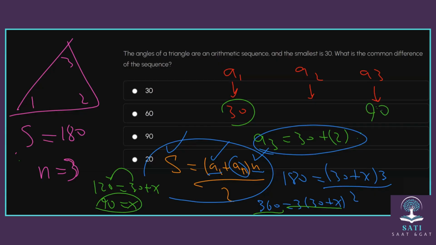If you find that the last term is 90, what will be the middle number? So that means 30, then what? Of course, it's going to be 60, and the difference between them is 30 for each. Then you choose this one as 30.